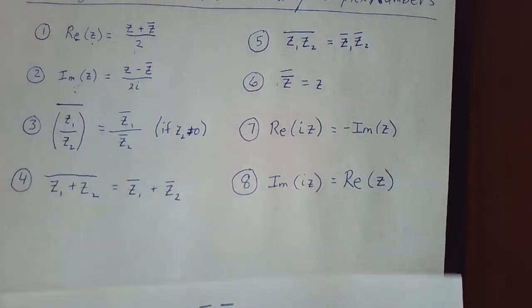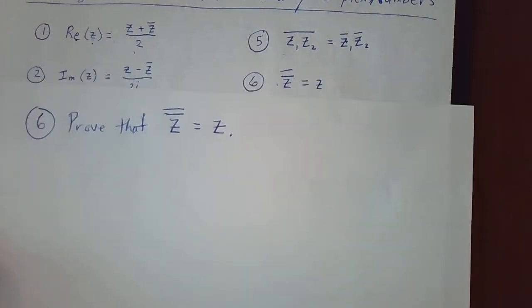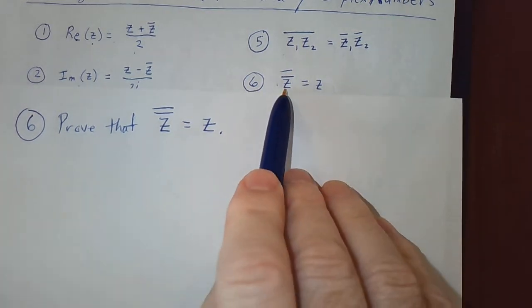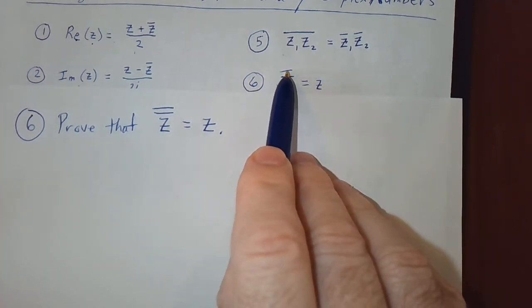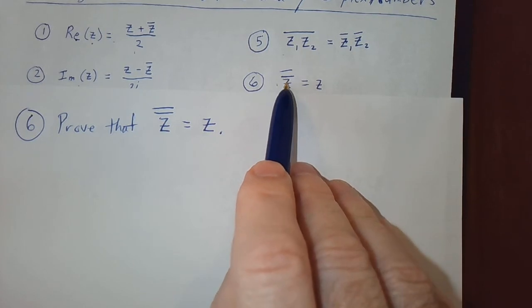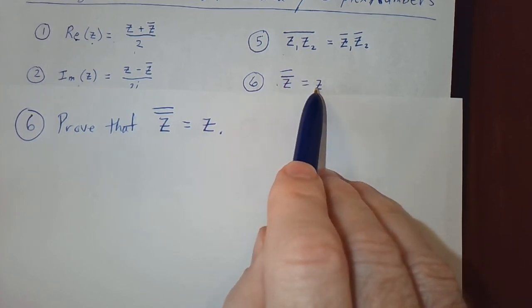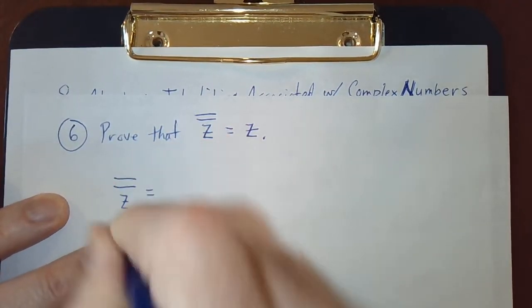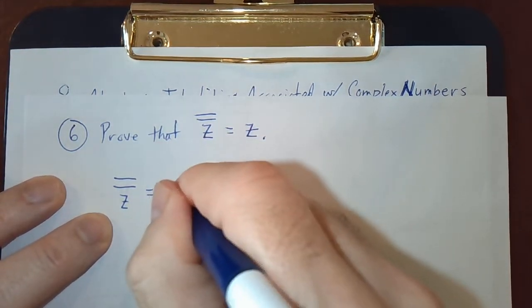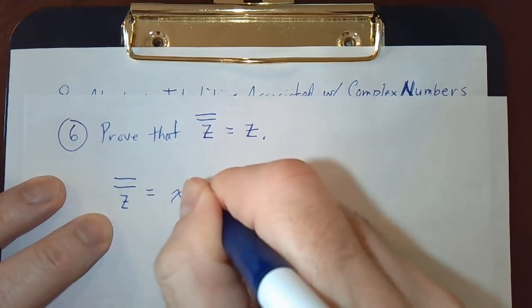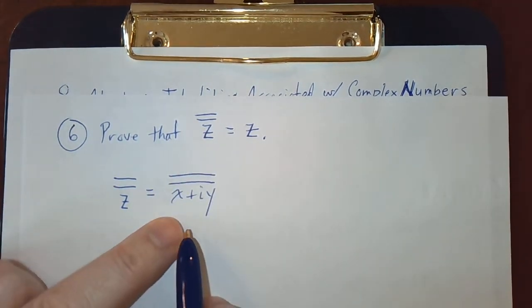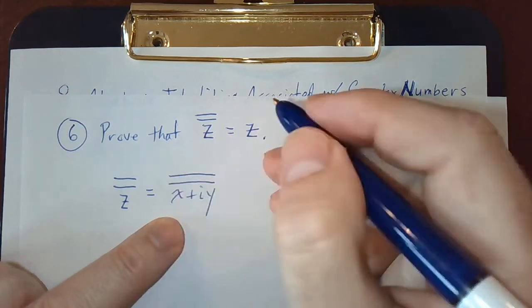Okay, now let's move on to number 6. Number 6 is much easier. We're proving that the complex conjugate of the complex conjugate of z is z. So, the complex conjugate of the complex conjugate of z is the complex conjugate of the complex conjugate of x plus iy.